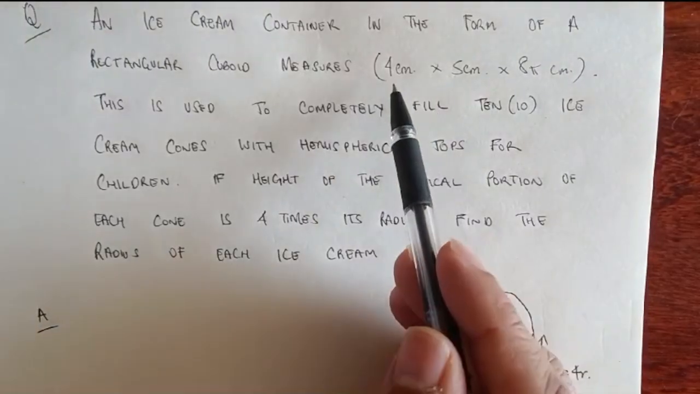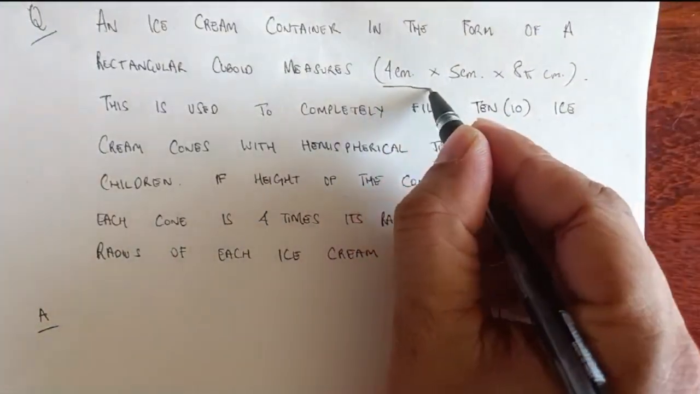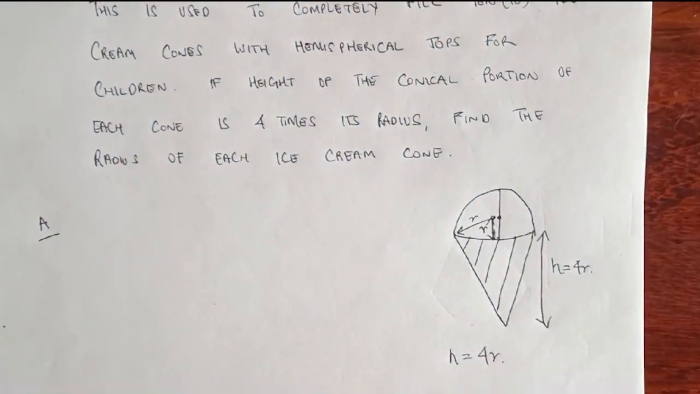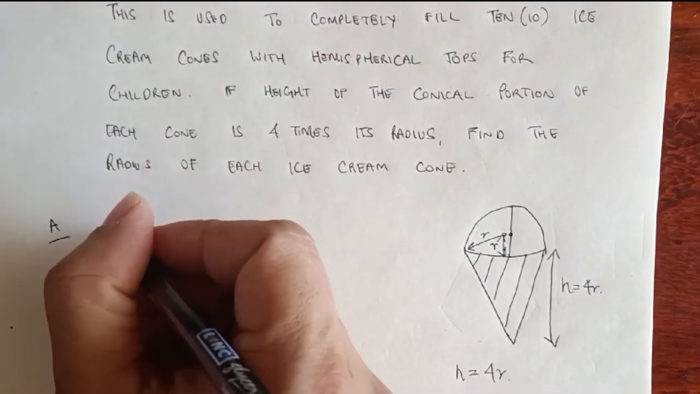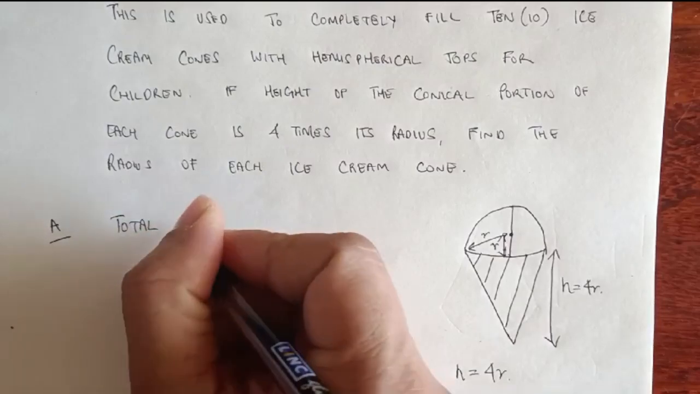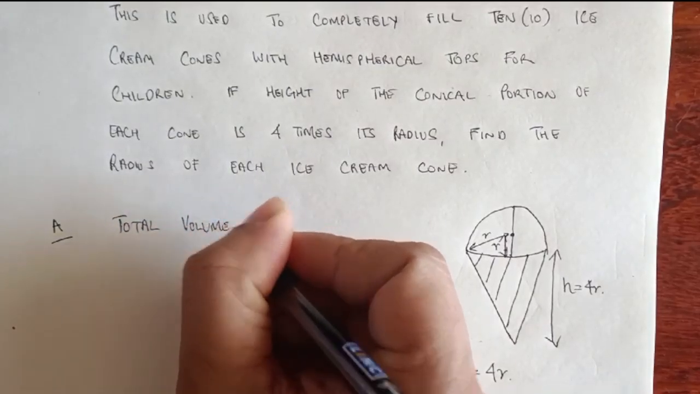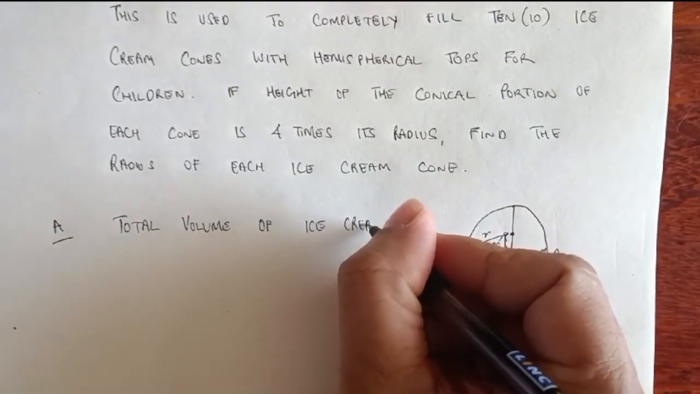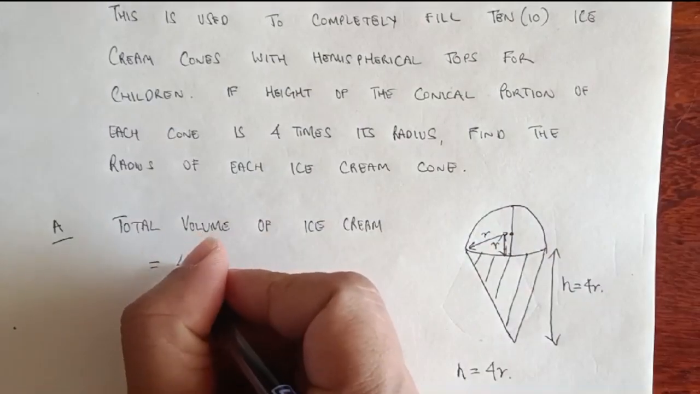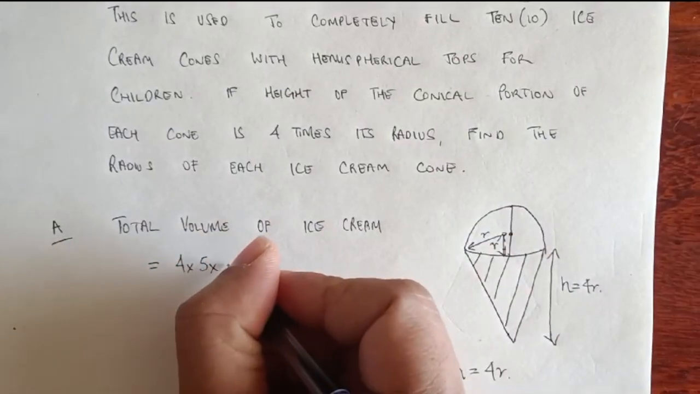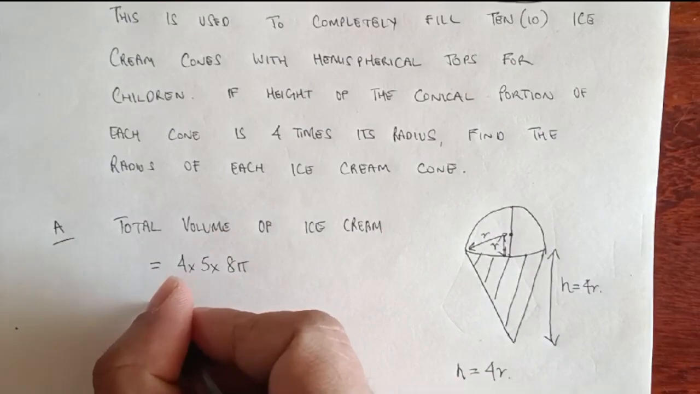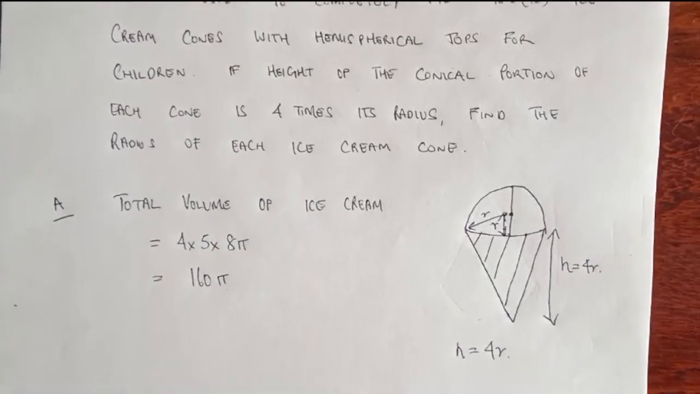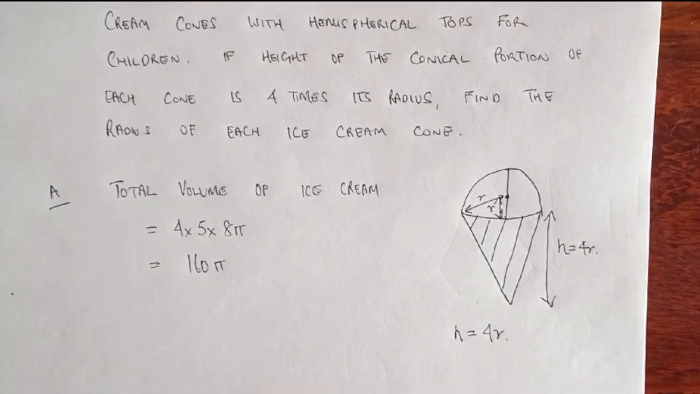Now the simplest part is we know the total volume of ice cream, right? So the total volume of ice cream is this, 4 centimeters into 5 centimeters into 8 pi centimeters. So what we write is total volume of ice cream is equal to 4 into 5 into 8 pi, which is equal to 160 pi centimeter cube, right? So this is the total volume that we have.